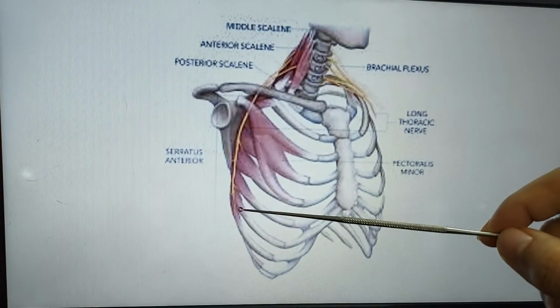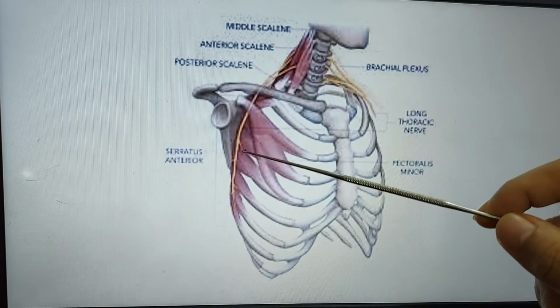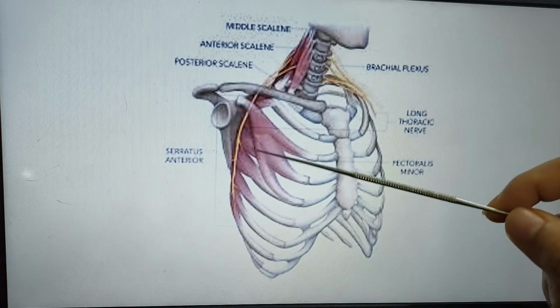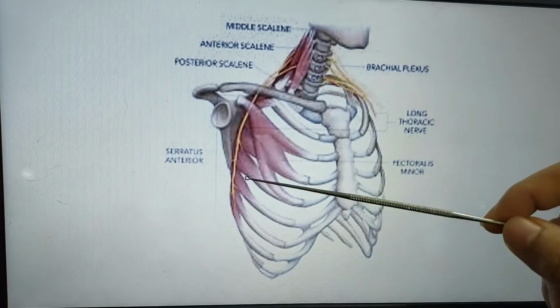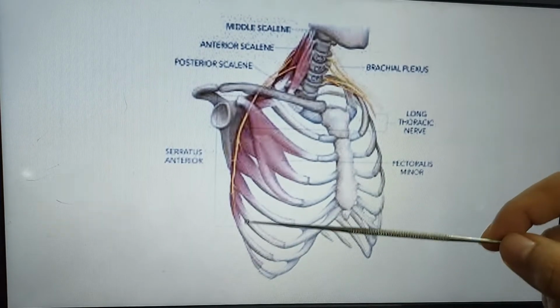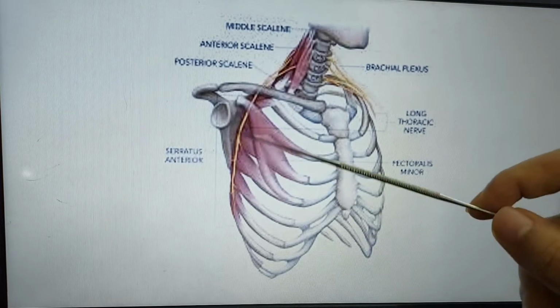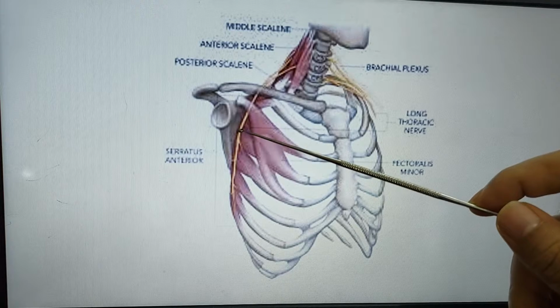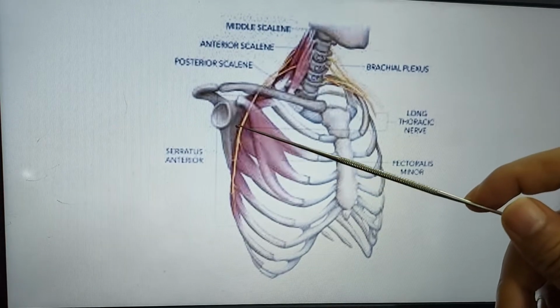Another muscle in this region is the serratus anterior. Here we see that there is a muscle on the upper ribs, the upper six ribs. They originate from this part of the ribs, and finally they insert into the medial border of the scapula. Can you remember the medial border? What is the medial border? What is the lateral border of the scapula?